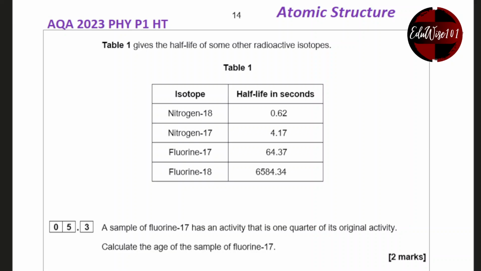Table 1 gives the half-life of some of the other radioactive isotopes. So here you have nitrogen-18, which is 0.62 seconds. Nitrogen-17 is 4.17 seconds. Fluorine-17 is 64.37, and fluorine-18 is 6,584. So it's actually going from the shortest half-life to the longest half-life here. A sample of fluorine-17 has an activity that is 1/4 of its original activity. Calculate the age of the sample of fluorine-17.